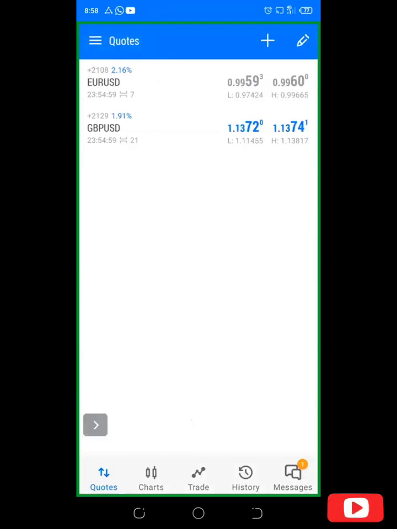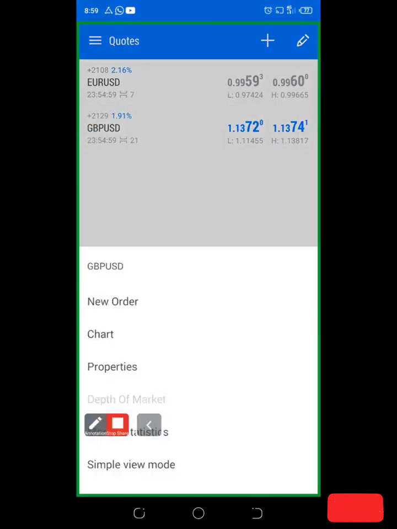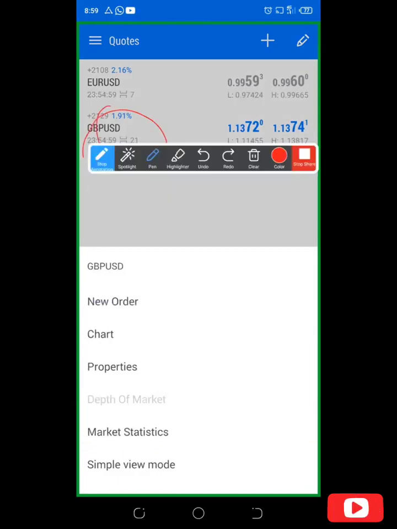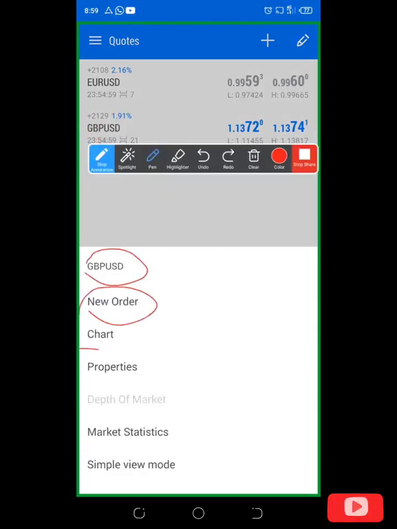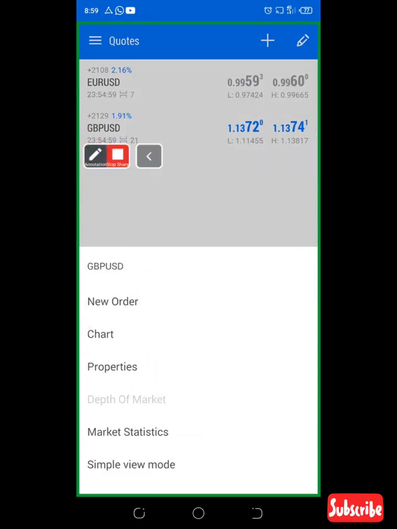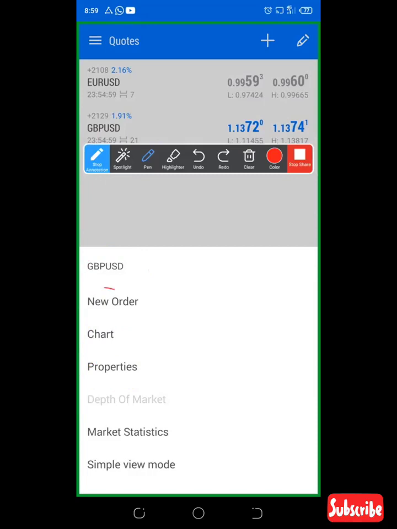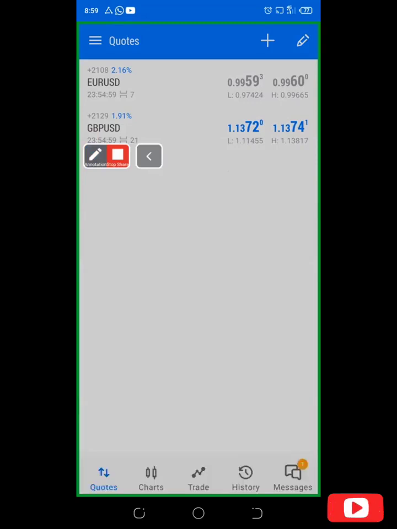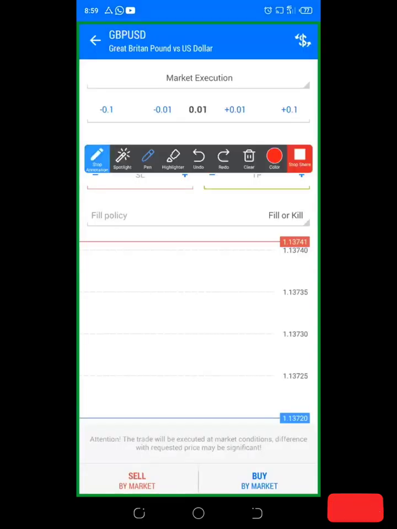Now let's assume that you want to trade. All you just need to do is tap on the asset. Look at the menu. The menu is showing you here: the name of the asset, new order, chart, and properties. So what you will do is tap on new order. That's when you want to place a trade. You tap on new order, and it brings you to the order page.